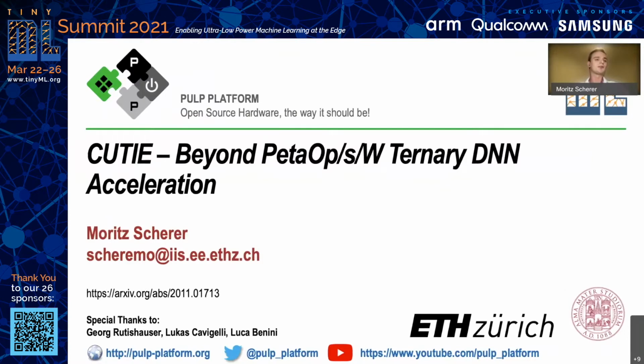I'm a PhD student with Luca Benini's group in Zurich, and I have the pleasure of talking about CUTIE, the completely unrolled ternary inference engine today, which is the ternary DNN accelerator we have been working on at ETH.